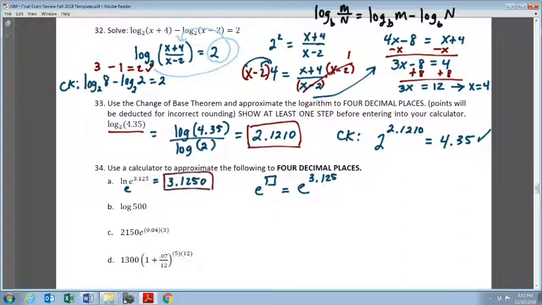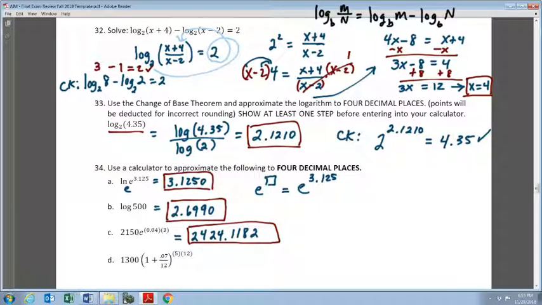Log of 500, you should get 2.6990. The log of 2150 times e to the 0.04 times 3. Just be careful here that you put this in using the caret symbol and then do 0.04 times 3. If you don't use the parentheses there, depending on your calculator, you could end up having problems. So in this problem here, we end up getting 2424.1182.